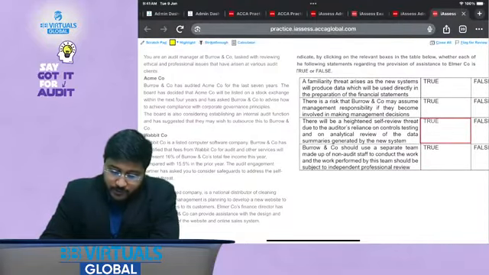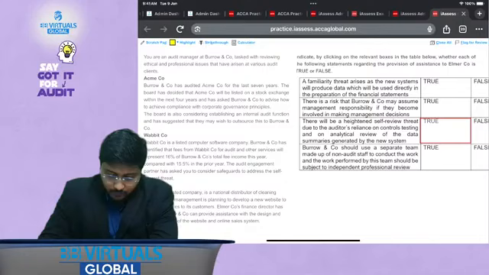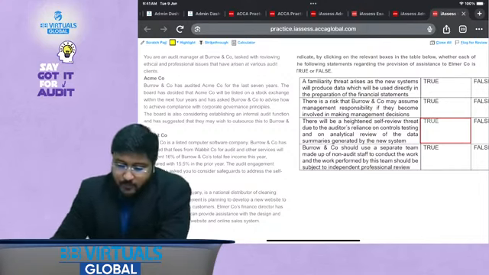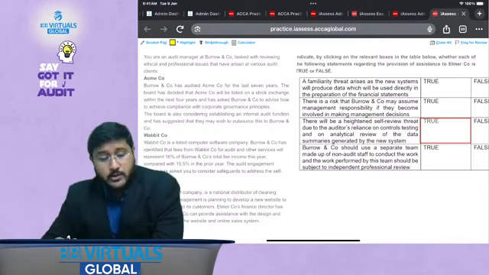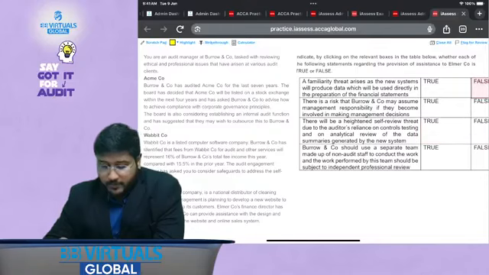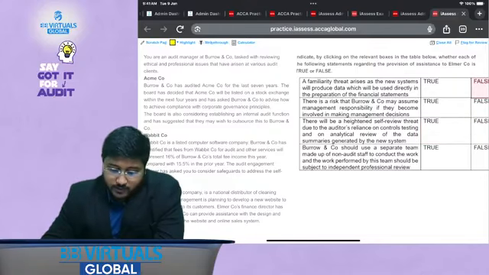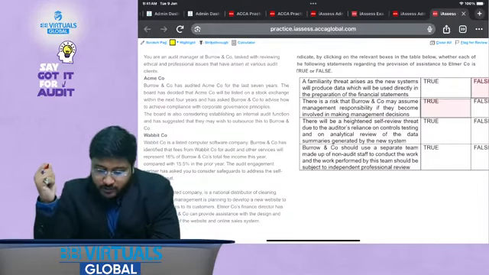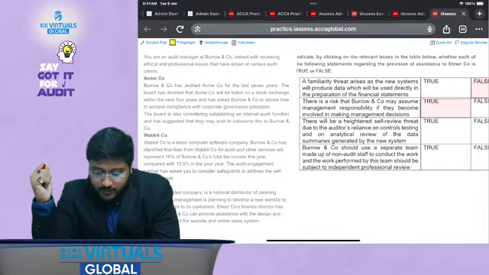Then fifth one, indicate by clicking on the relevant boxes in the table below whether each of the following statements regarding the provision of assistance to LMA company is true or false. A familiarity threat arises as the new systems will produce data which will be used directly in the preparation of the financial statements. The threat arises but not the familiarity threat, that is why false. Now there is a risk that Borrow and company may assume management responsibility if they become involved in making management decisions. This is true.